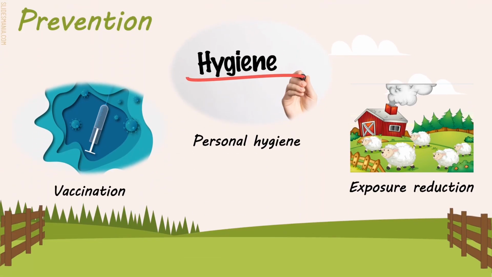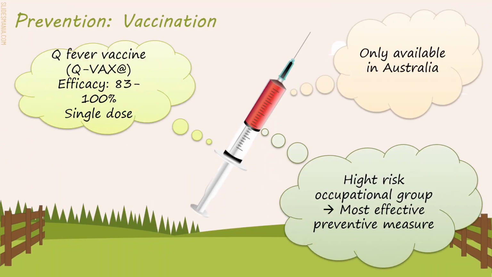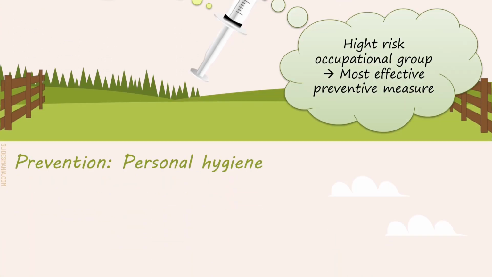There are several preventive strategies. Firstly, the Q fever vaccine has been available in Australia since 1998, with the efficacy estimated at 83 to 100%. The vaccine is recommended for those at risk of infection with Coxiella burnetii. Immunization of those in high-risk occupational groups is the most effective preventive measure against Q fever. This includes everyone whose work exposes them to high-risk animals and animal products.